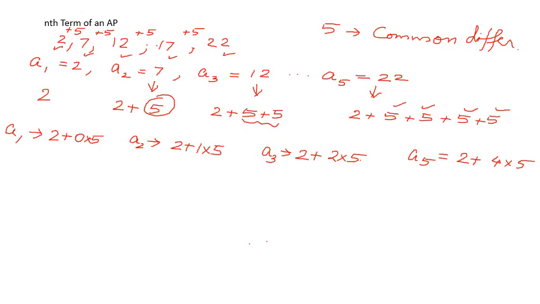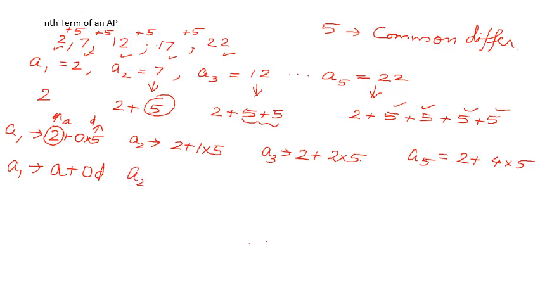Okay. Now what is this 2 here? 2 is the first term. So what I'll write? Check here. A1 equal to A plus 0 D. Why am I writing D? Because 5. What is 5 here? 5 is the common difference. 2 is the first term. 5 is the common difference. So I got A1 as A plus 0D.